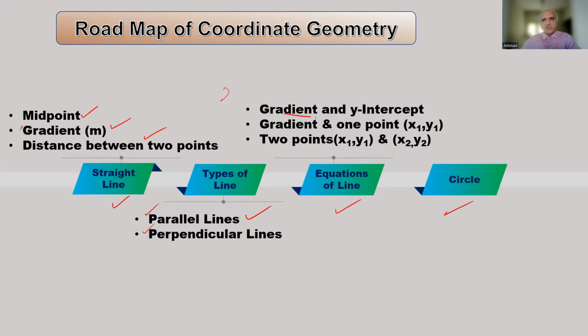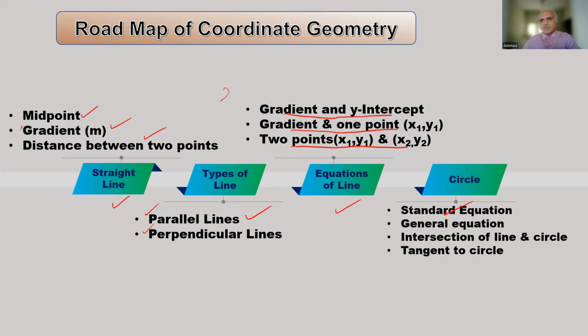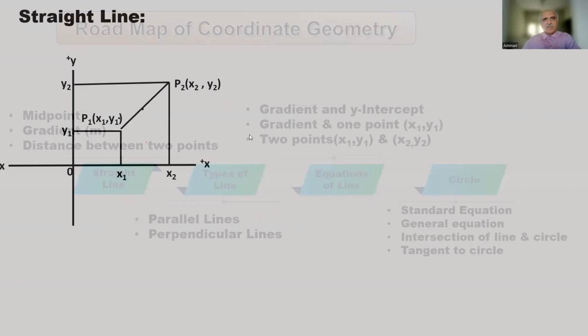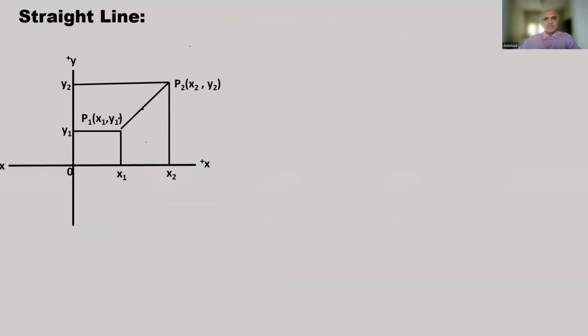In the first, we will study when gradient and y-intercept are given. In the second, when gradient and one point are given. In the third, when two points are given on a line. In circle, we will study standard and general equations, and also see how the line and circle intersect each other, and also find the tangent on the circles. Now let's start with straight lines.